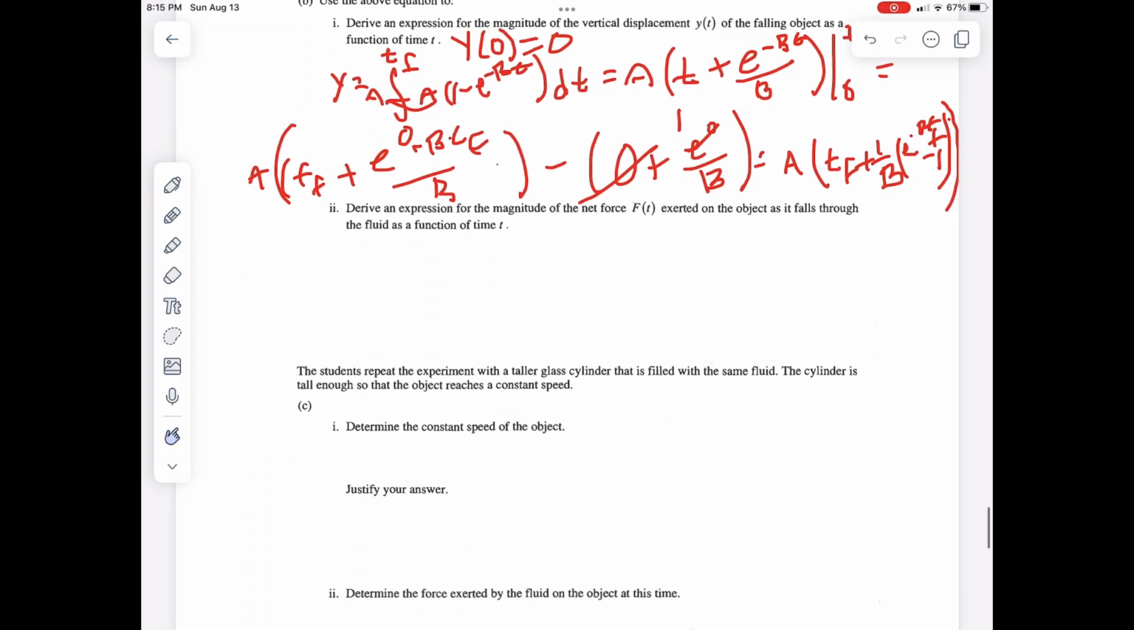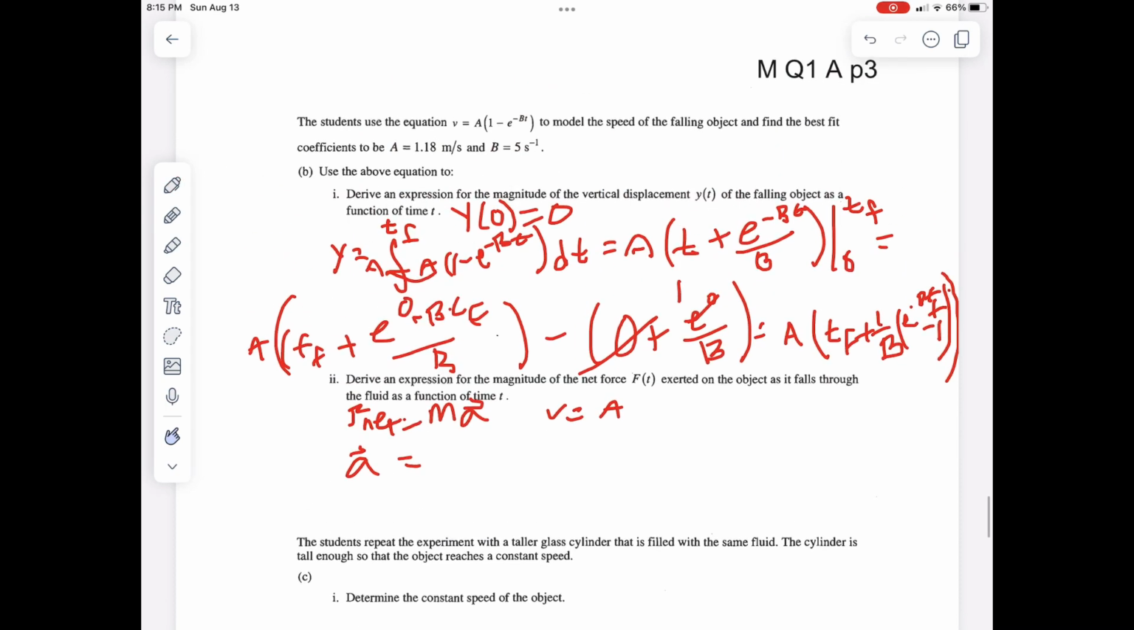Okay, for part 2, we're told to derive an expression for the magnitude of the net force exerted on the object as it falls over time t. Okay, well, we know that our net force is equal to mass times acceleration. So first I'm going to write something for acceleration. So if I say velocity is equal to a, I'm just going to factor out this a to make it a bit easier. So if I do this, it's a minus a times e to the negative bt.